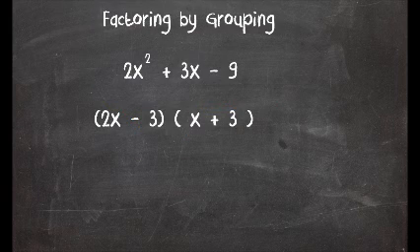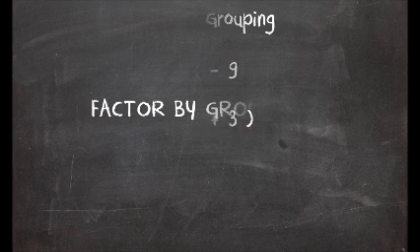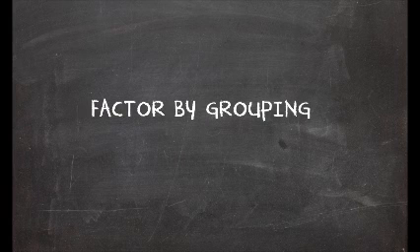And there you have it. Using factoring by grouping, we found that 2x squared plus 3x minus 9 factors into 2x minus 3 times x plus 3. And that wraps up our lesson on factoring by grouping.